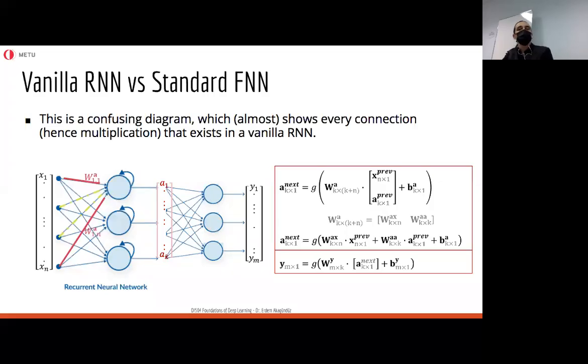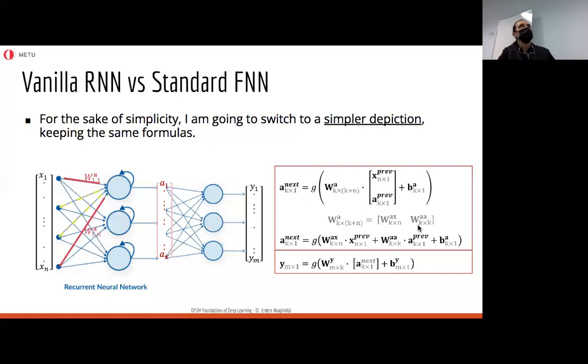Okay, we were talking about this: the vanilla RNN plus an output layer, the matrix multiplications. When you understand this, it's quite a simple thing actually. So at this point, I'm going to switch to another figurization of it, a simpler depiction, but I'm going to keep the same formula. What I'm going to show you will not change. It will be the same thing internally, but I'm going to change how it looks.